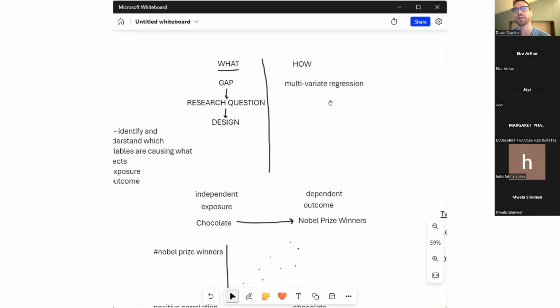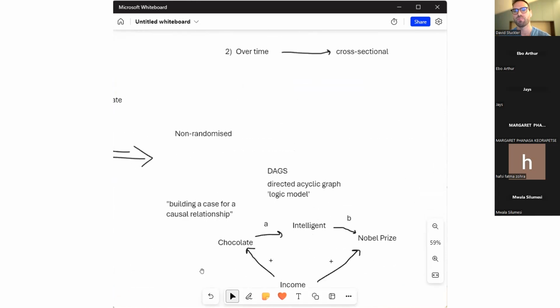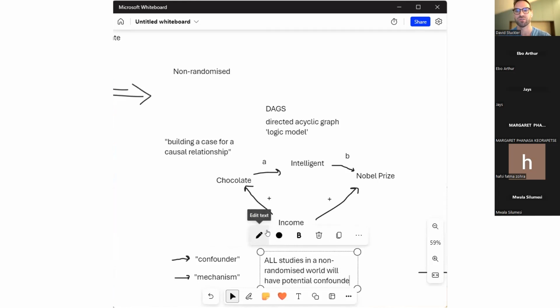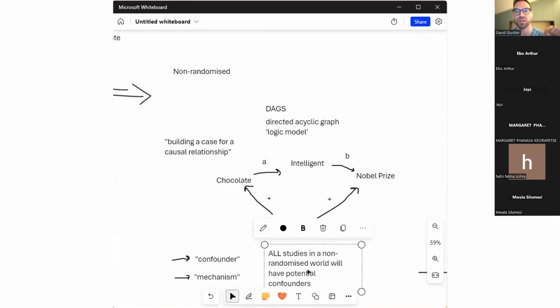Why is it so bread and butter? I'm going to talk about this in a second. And how does this help us map out a causal chain like this? Remember, we're in this non-randomized world, we're going to have confounders. All studies in a non-randomized world will have potential confounders that you will have to deal with and you will have to discuss. All of you need to identify confounders, all of you. So think hard about what they could be.